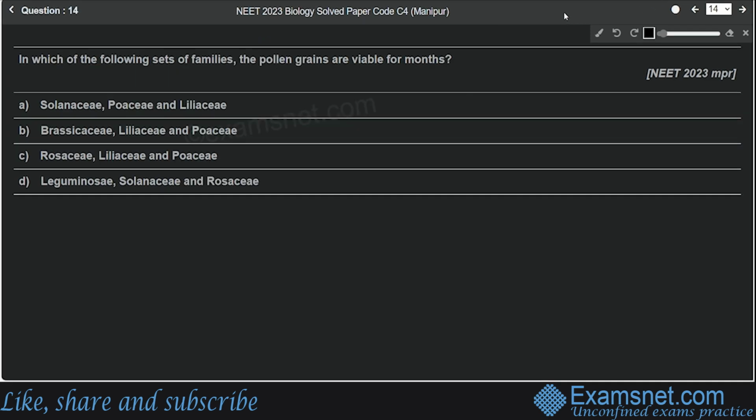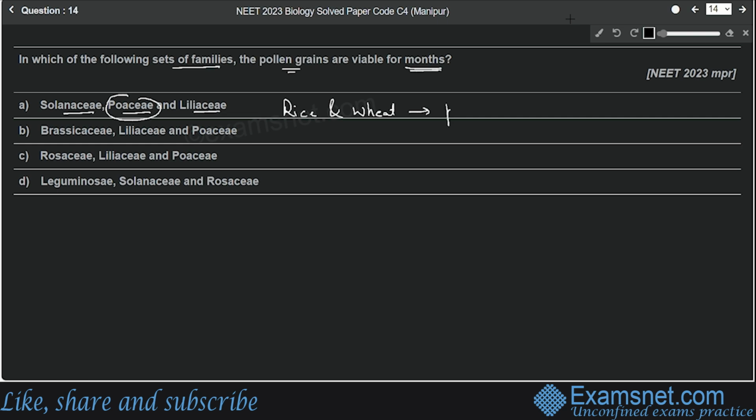Question number 14 is again from the chapter Morphology of Flowering Plants, and the question is, in which of the following sets of families are the pollen grains viable for months? So they have long viability. Option A, Solanaceae, Poaceae and Liliaceae. Poaceae will not be the correct answer, because in some members of the Poaceae family, for example, rice and wheat, the pollen grains lose their viability within few minutes.